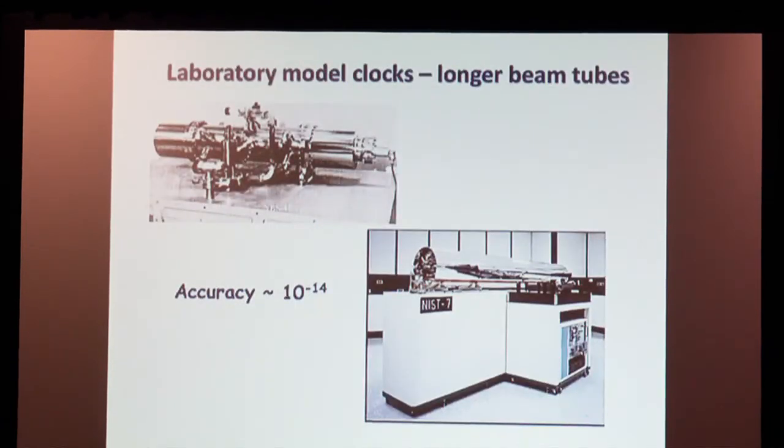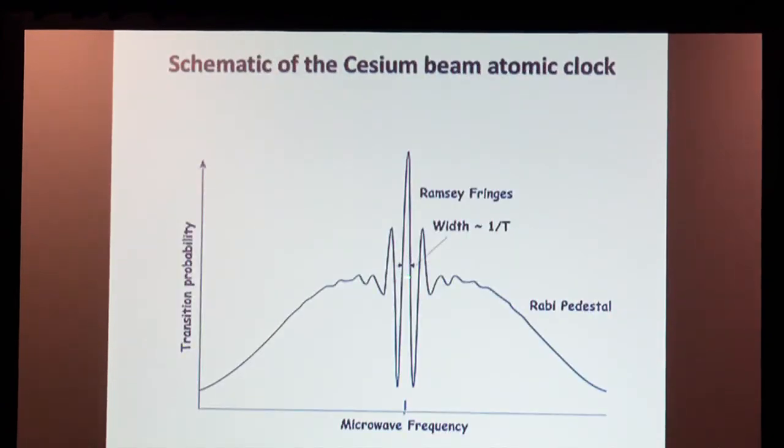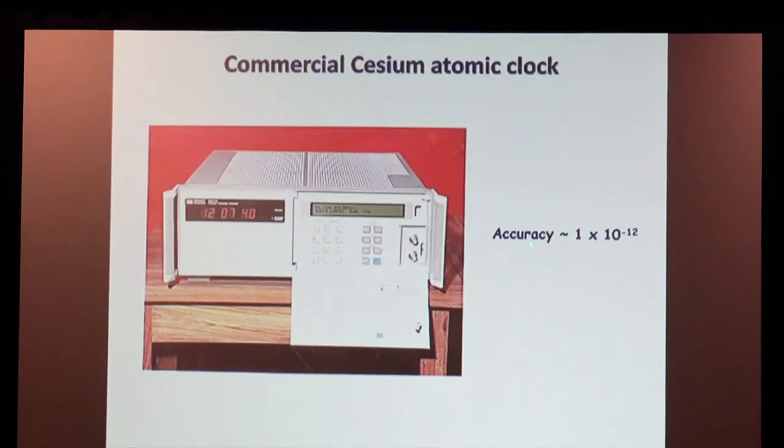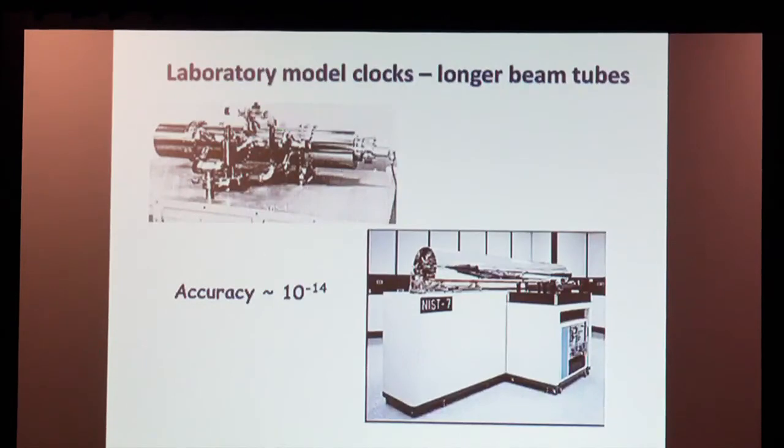And when that happens, you get a width of something like 100 to 200 hertz of this Ramsey width, and that gives you an accuracy of 1 part in 10 to the 12. Now, if you wanted better clocks, you have to have longer beam tubes. So in the 90s, they indeed built longer microwave cavities. These are efforts at NIST. This is NBS-4, NIST-7. I believe this had a microwave cavity which was more than 1 meter across.